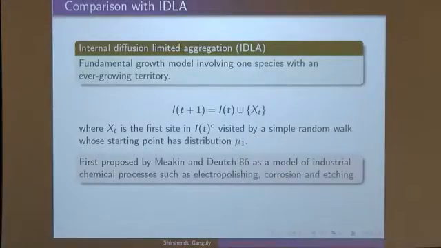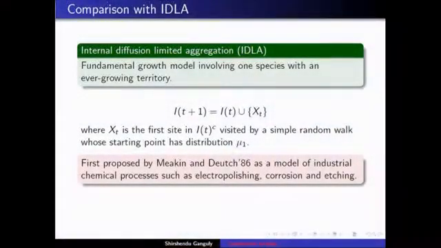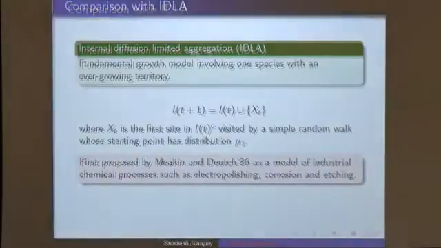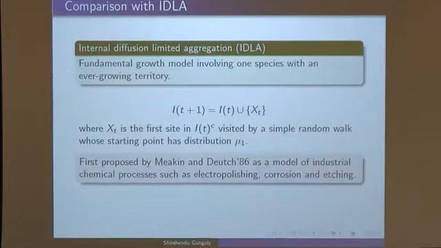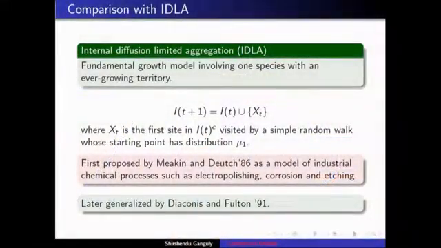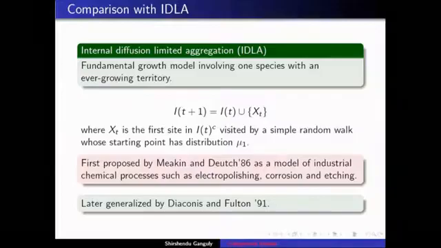Okay. And so this was first proposed by, I think, Meakin and Deutch in around 86 as a model for several chemical processes like electropolishing, corrosion, and so on. And later there's a notion of addition of sets, which was invented by Diaconis and Fulton, and this turned out to be a special case of that. And this was done around 91. So this is a one particle version of that.